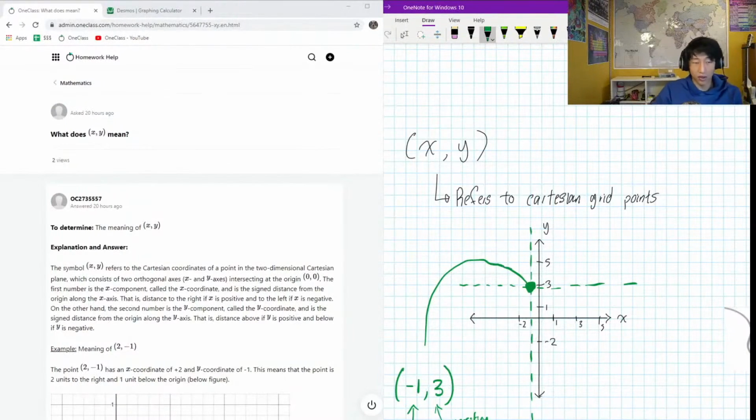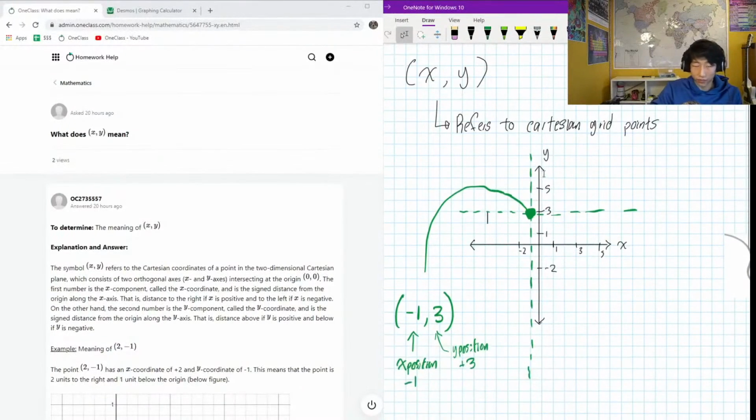So you can kind of see on the Cartesian grid breakdown, that's what it all looks like. So these x and y points are typically going to refer to a point on a Cartesian grid. So keep that in mind. Sometimes you might even see z. So you might have a 3-dimensional situation like this.